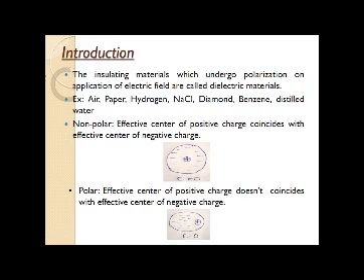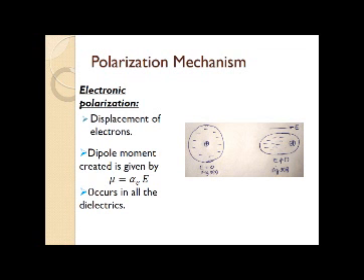Now moving to different polarization mechanisms, it is observed that a dielectric material can undergo four different polarization mechanisms, out of which the first is electronic polarization, and this polarization occurs due to the displacement of electrons. In order to understand that polarization mechanism, consider one such dielectric material. In absence of electric field, the arrangement of charges in a dielectric is as shown in figure 3a.